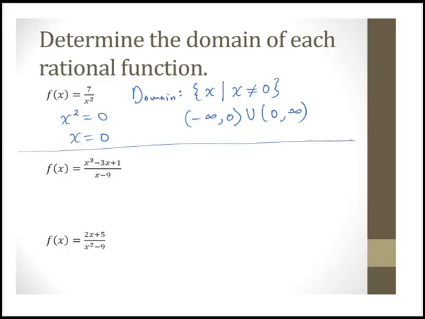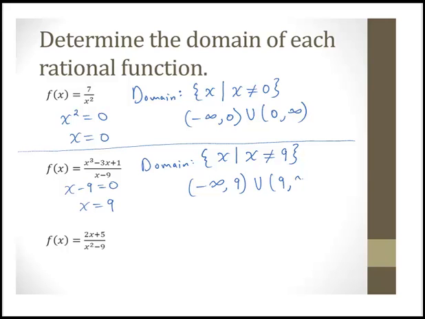Let's look at the second example. Here we have f of x is x cubed minus 3x plus 1 over x minus 9. Notice that x minus 9 equals 0 implies that x equals 9. So if x is 9, the denominator takes the value 0, and we would have division by 0, which is undefined. So then the domain of this function is the set of x such that x is not equal to 9. And again, we could write that using interval notation as negative infinity, comma 9, union 9, comma infinity.